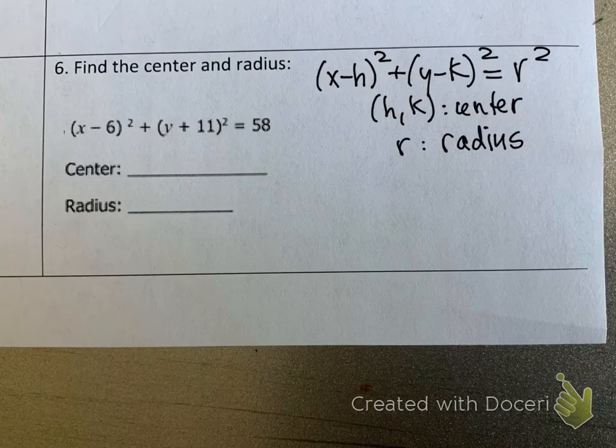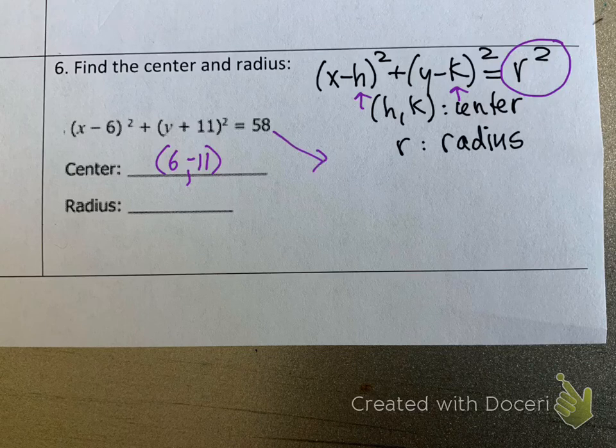For this last one, we're given the equation, and we have to find the center and the radius. So again, the center is h comma k, and the pattern is you just flip the sign. So if you see a -6, it becomes +6, and if you see a +11, it becomes -11. So there's our center. What's our radius? So if you look at the formula, the right-hand number after the equal sign is equal to r squared. So 58 is equal to r squared. So how do you find the radius? Well, what's the opposite of squaring something? Taking the square root. So the radius is just the square root of 58.